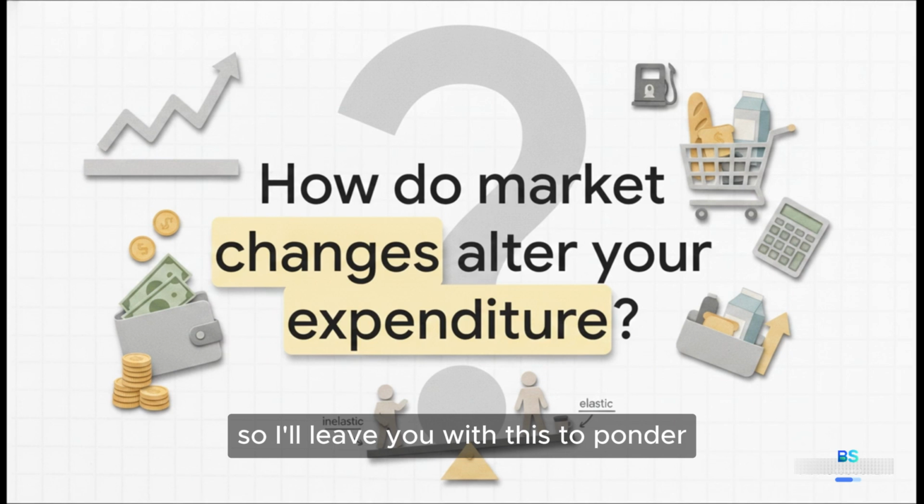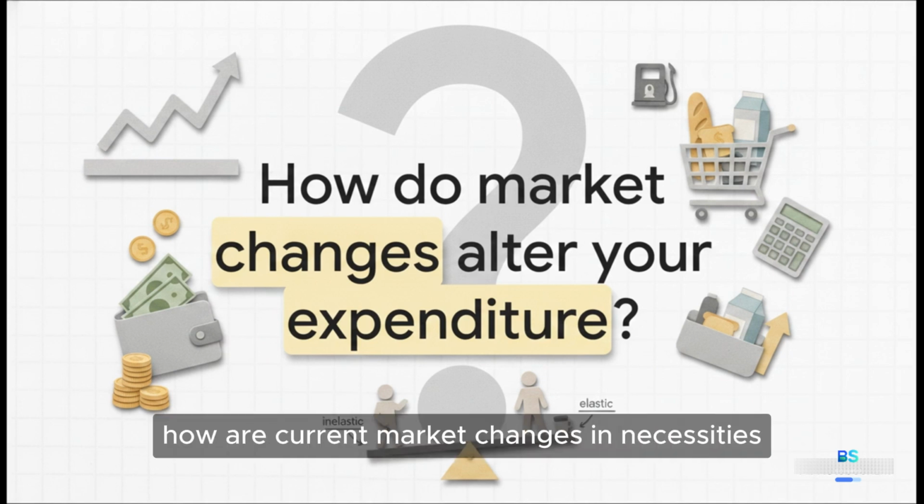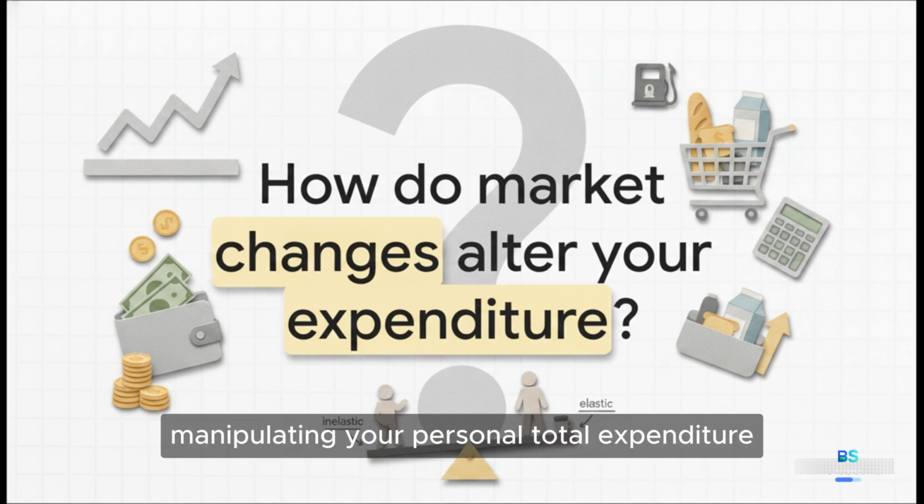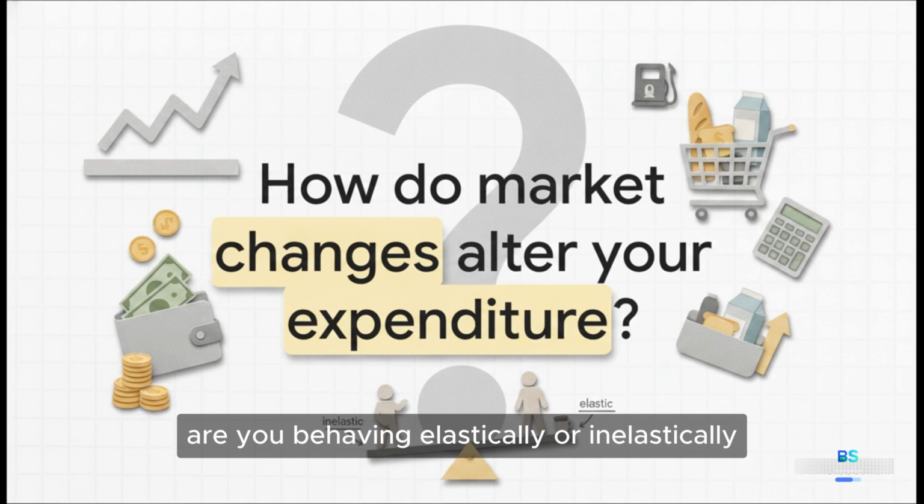So I'll leave you with this to ponder. Think about your own daily purchases. How are current market changes in necessities like food or fuel manipulating your personal total expenditure? Are you behaving elastically or inelastically?